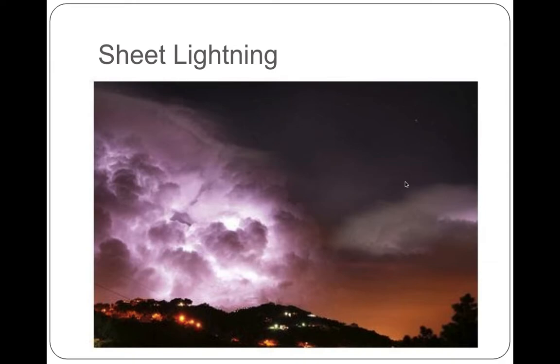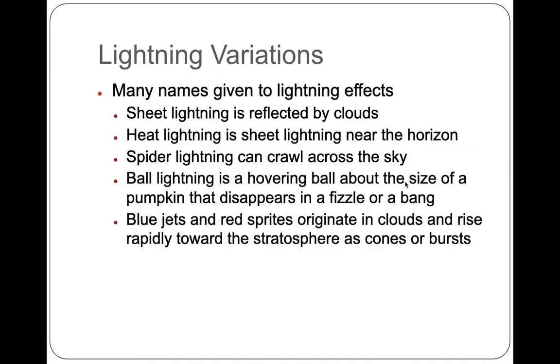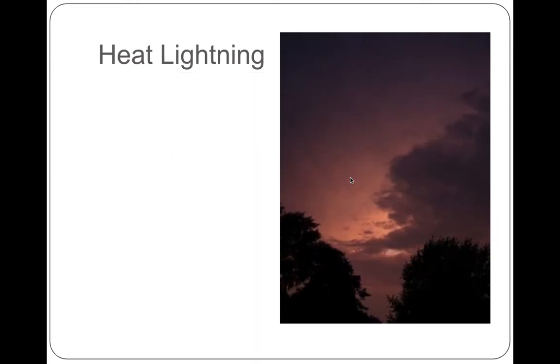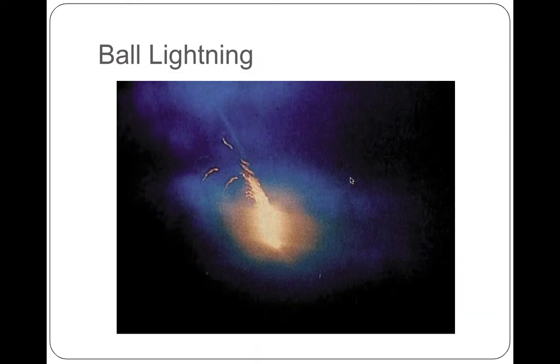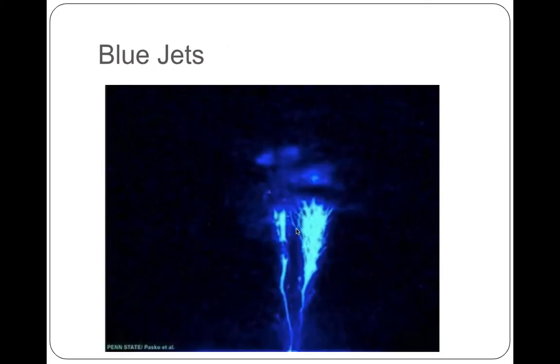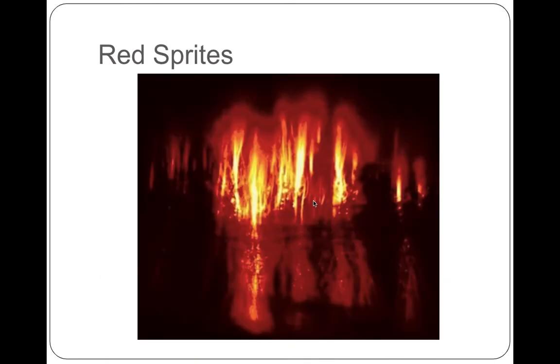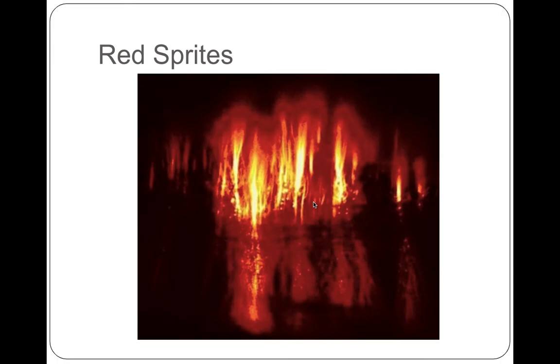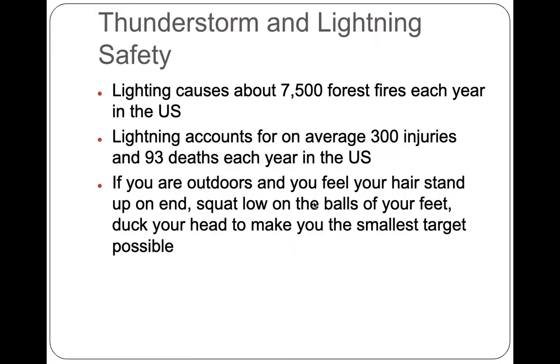So we have sheet lightning, which is reflected by clouds, and then heat lightning, which is just sheet lightning near the horizon. Ball lightning, you can see why it's called ball lightning here, and then your blue jets and your red sprites. I don't think I've ever seen these last two, but they look really interesting.